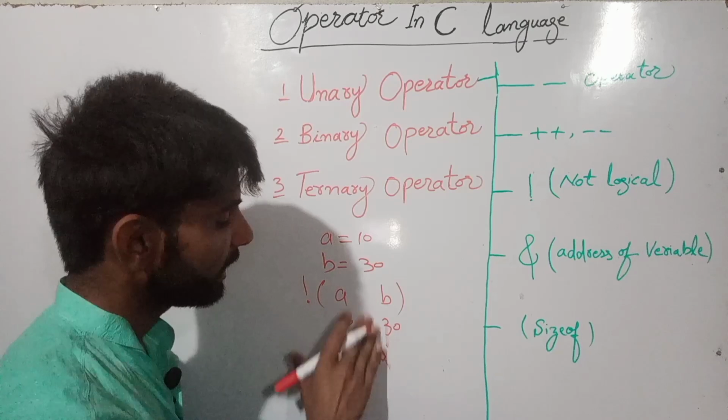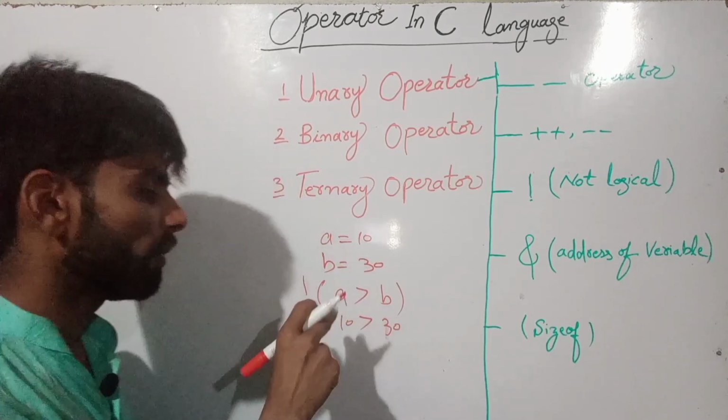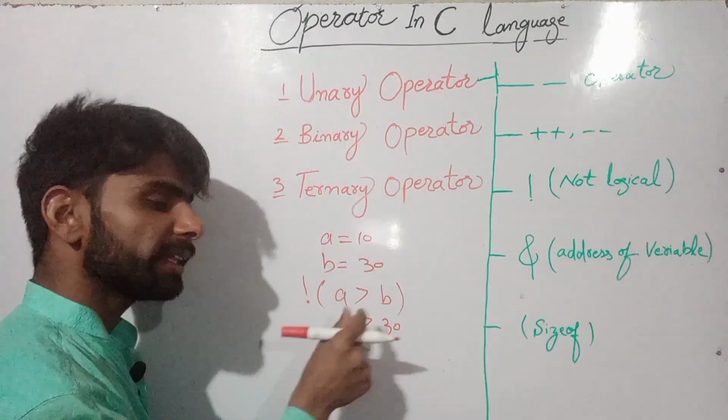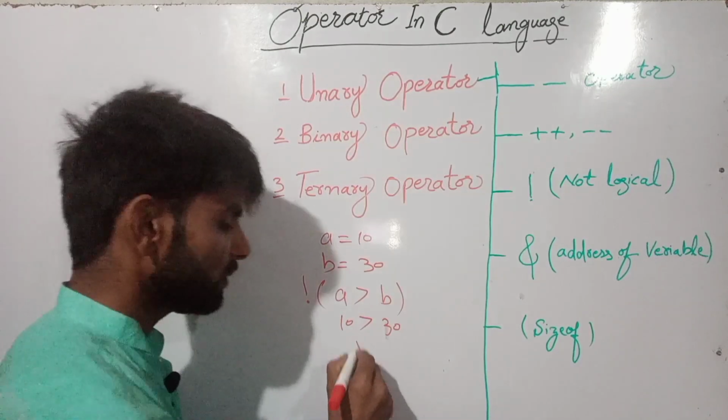So if I write here a greater than 30, that is a wrong condition, right? So now it will give you true.